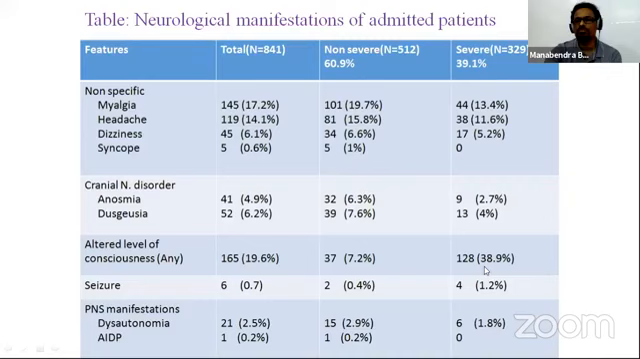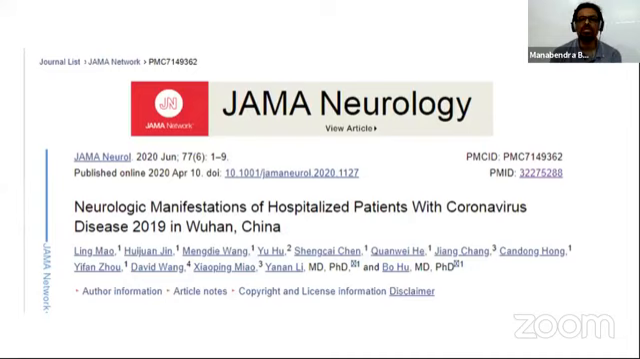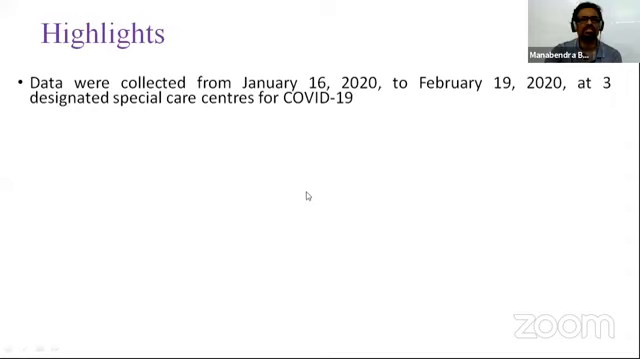There are also muscle disorders, cardiovascular diseases, and stroke-like presentations, though not very many. There are also some neuropsychiatric manifestations. This is the study that most researchers have taken as an example. It is the study from Wuhan, the first neurological manifestation study in Wuhan, China. They studied 214 patients from January to February in three designated centers in Wuhan.